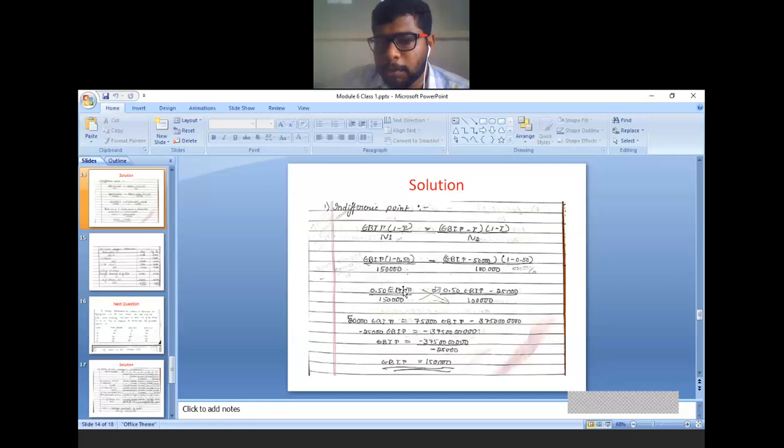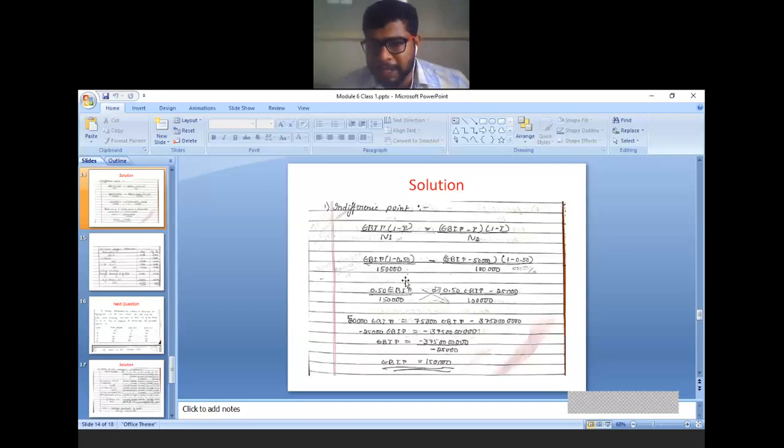What you will get? 0.50 EBIT divided by 1,50,000 is equal to, substitute this bracket first. 1 minus 0.50 how much? 0.50. 0.50 into EBIT, how much is it? 0.50 EBIT. 0.50 into 50,000, how much is it? 25,000. Use your calculator. 1 minus 0.50 means 0.50. 0.50 multiplied with the entire amount. 0.50 into EBIT, 0.50 EBIT, minus symbol as it is. 0.50 into 50,000 is 25,000, divided by 1 lakh as it is.